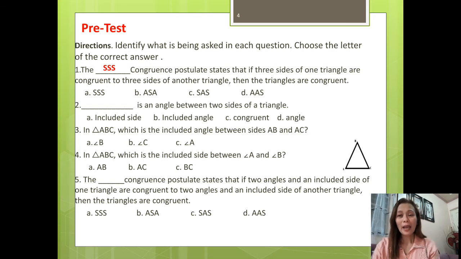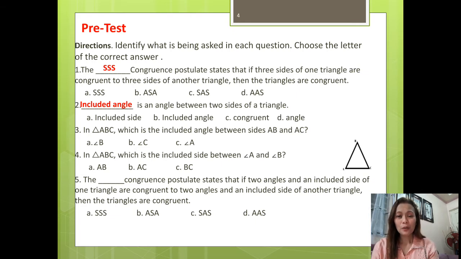For number 2, blank is an angle between 2 sides of a triangle. Letter A, included side. Letter B, included angle. Letter C, congruent. Or letter D, angle. So the answer for number 2 is letter B, included angle.